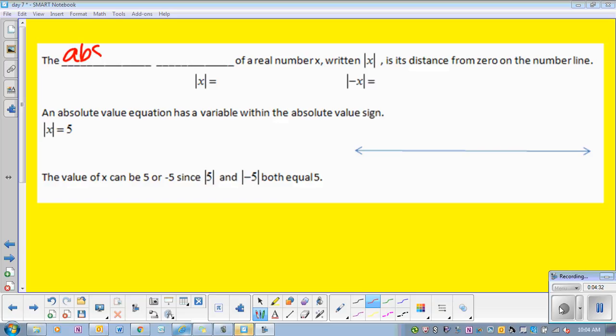Guys, the absolute value of a number is the distance away from 0. How far away from 0 are we going? That's basically what it is, right? What else do you guys remember about absolute value? So if you have a negative 5, and then you have absolute value bars next to it, the absolute value is 5.